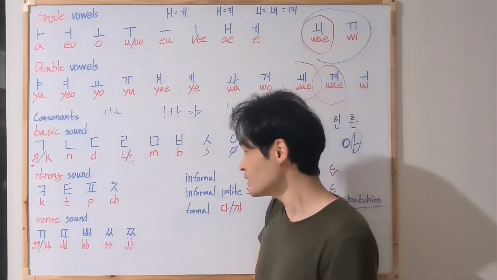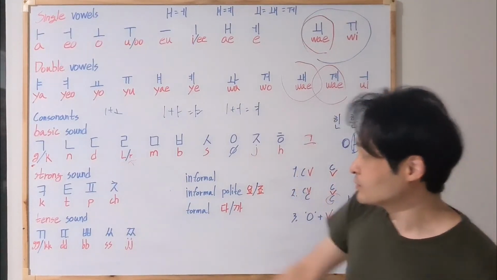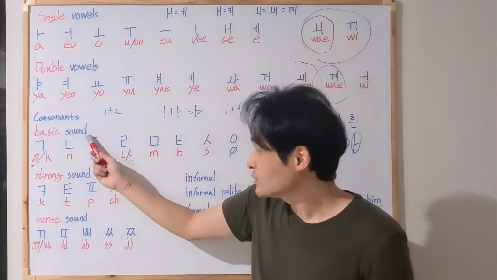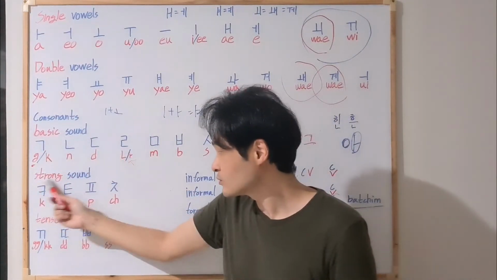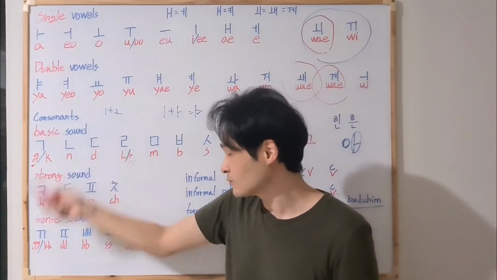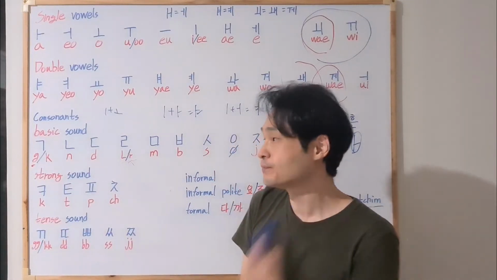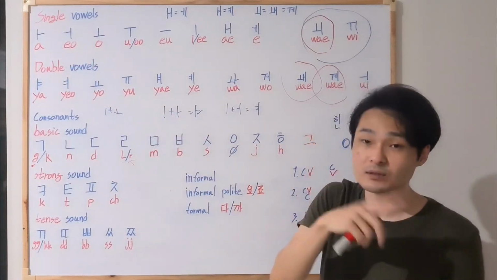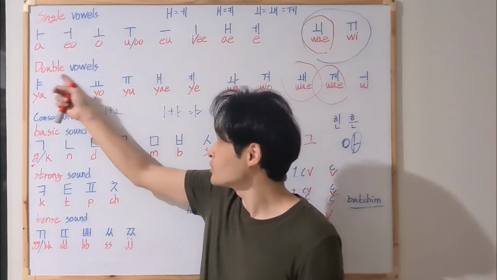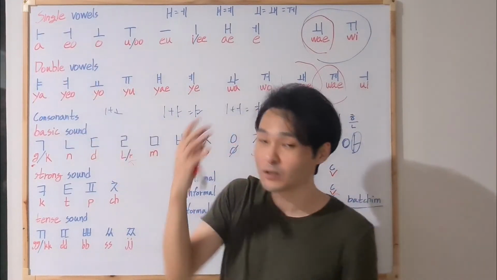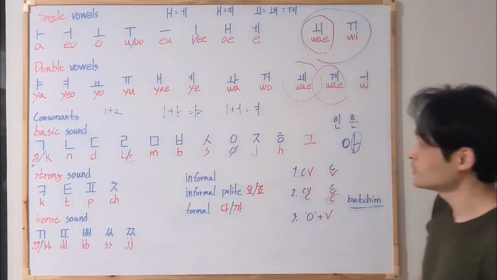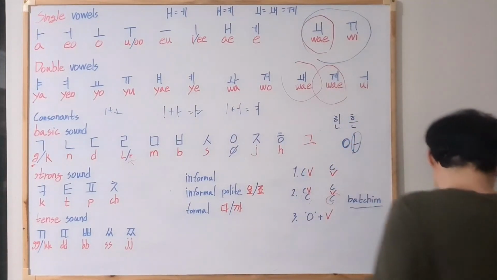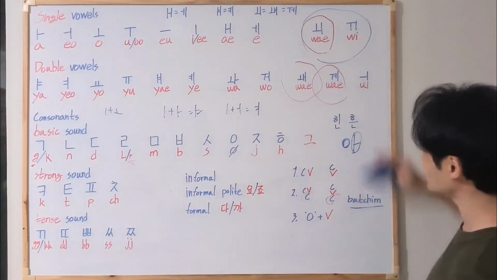Okay? So 그러면 자, point: basic sound, 자, strong sound, tense sound. Vowel 자, single vowels mouth shape does not change, but when you pronounce double vowels your mouth shape does change. Okay? So let's practice some.